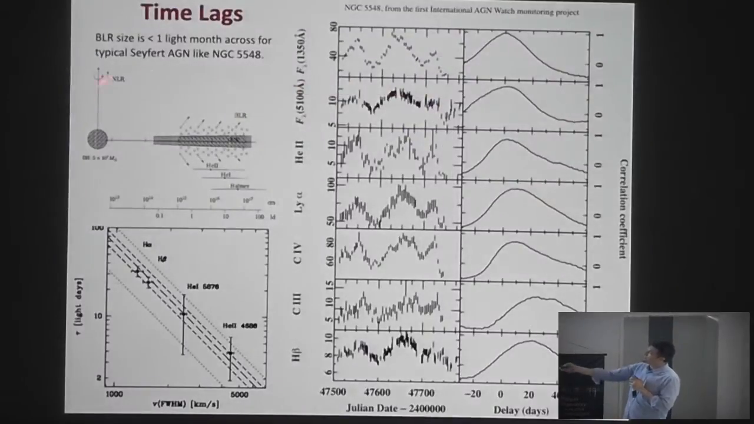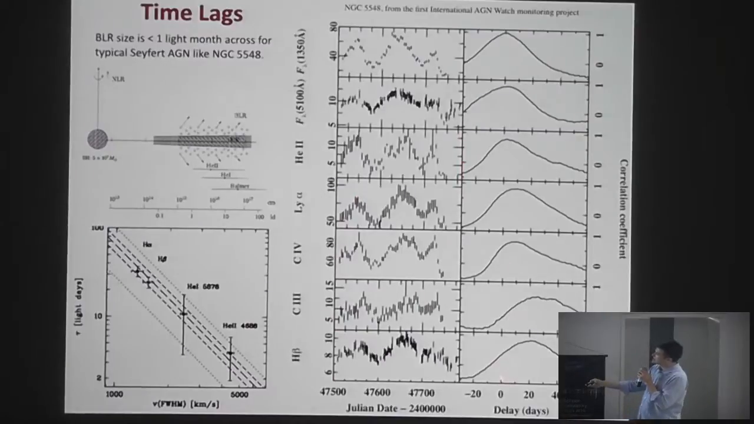Okay, so the broadline region is essentially less than one month, one light month, across for a typical Seyfert galaxy AGN. In many of the cases, I'm showing NGC 5548 because this thing was studied to death back in the 80s and 90s and continued to be studied up till a few years ago. So this is from one of the early monitoring programs, looking at the variations in all of the different lines: the UV continuum, the optical continuum, helium-2, Lyman alpha, H beta, et cetera.